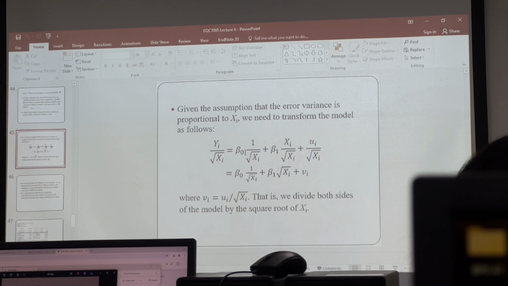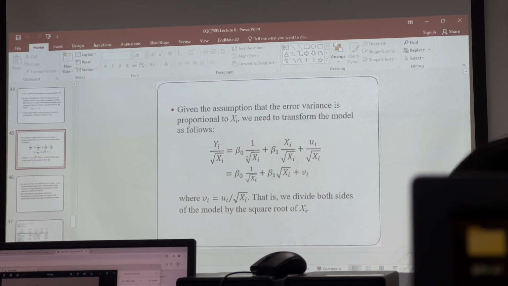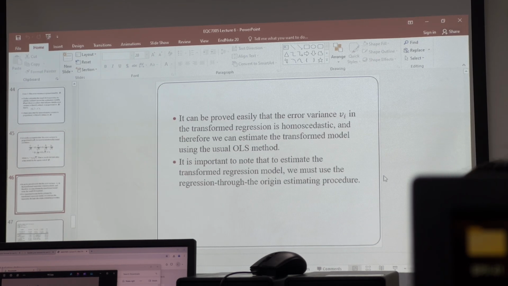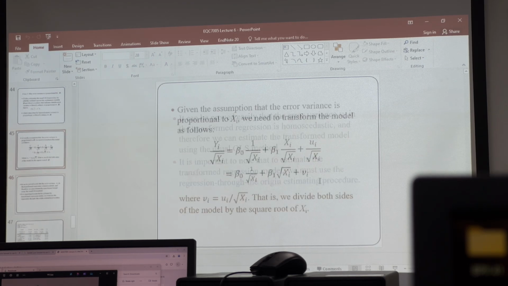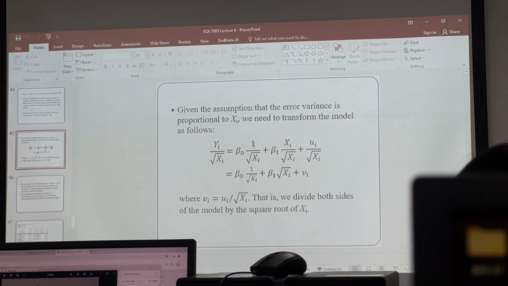So now the original intercept becomes just a new regressor in the transformed equation, 1 over square root of xi. So we must use the regression through the origin, meaning without intercept, because the original intercept now becomes a new regressor.